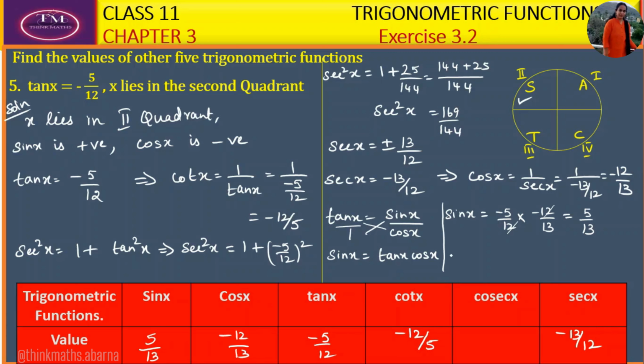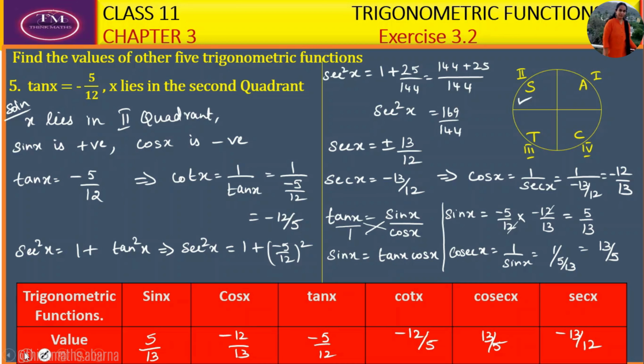Now what about cosecant x? It is 1 by sin x. So 1 divided by 5 by 13, it will be 13 by 5. So we found all the other 5 trigonometric functions. So this is the first part. Questions 1 to 5 deal with finding all the other 5 trigonometric functions.